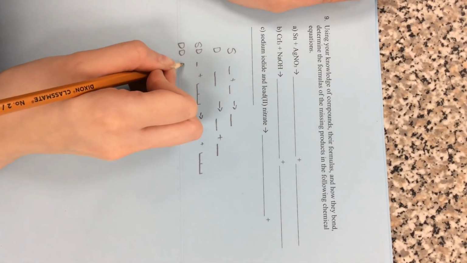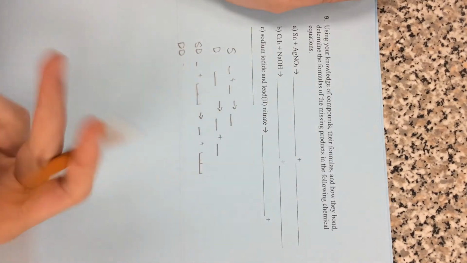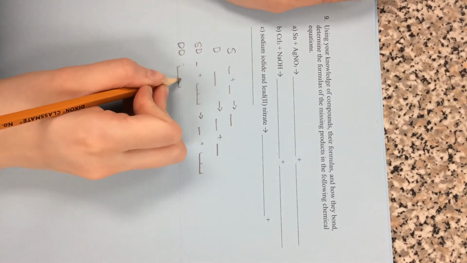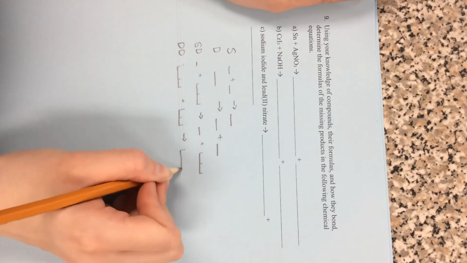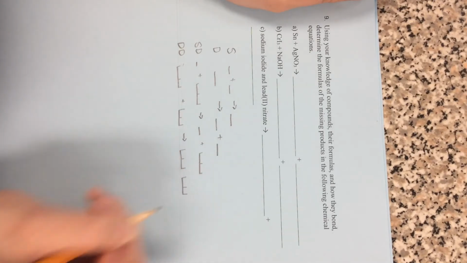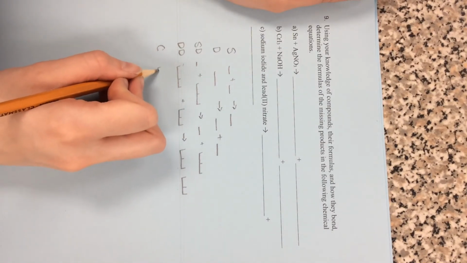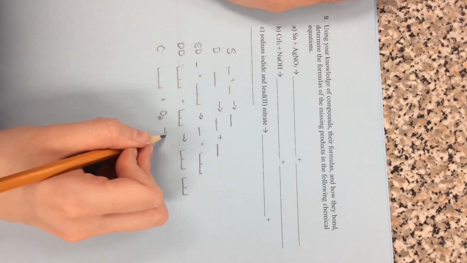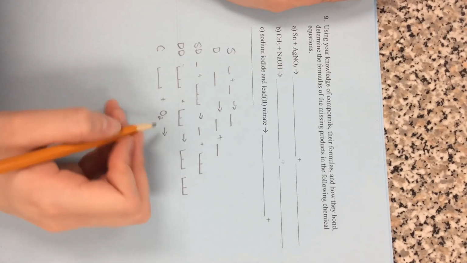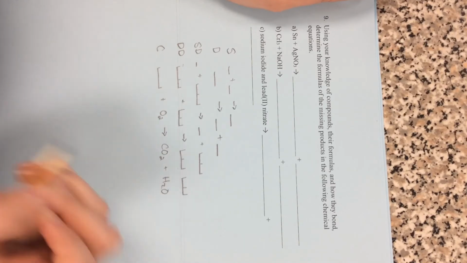Double displacement, where you're going to have a compound plus a compound, and they're going to give you 2 new compounds. And combustion. You're usually going to have some type of element plus oxygen, or compound, and oxygen, and it's always going to give you carbon dioxide and water. Okay, so those are our 5 options.